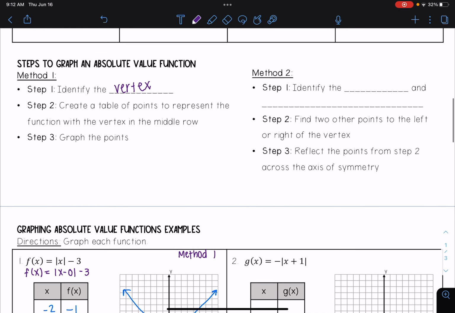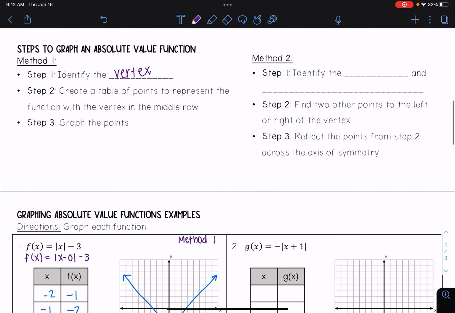The second method takes advantage of the fact that this function is symmetric, and uses that to find other points. So here my first step is again to still identify the vertex, but now I'm also going to identify the axis of symmetry. And remember, that is the line that goes through the x-coordinate of your vertex. Step 2, I'm going to find 2 other points to the left or right of the vertex. And in step 3, I'm going to reflect those points from step 2 across the axis of symmetry.